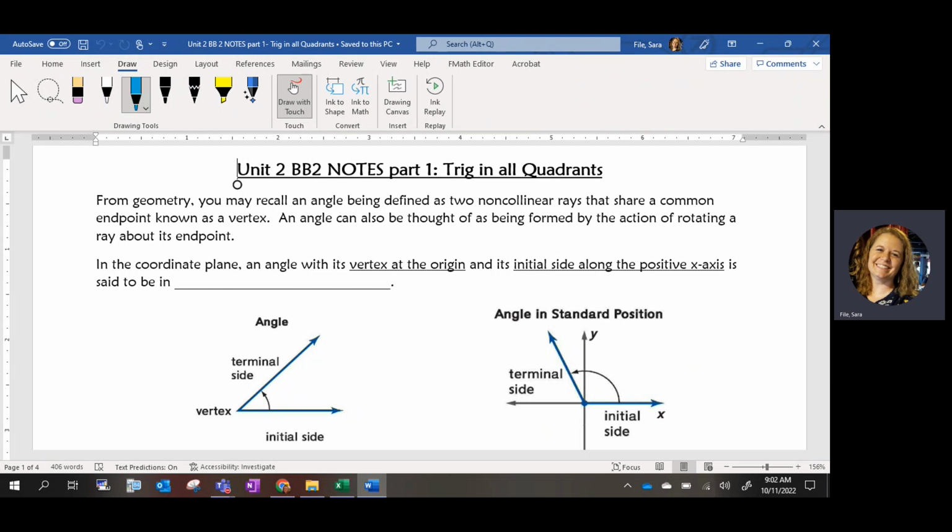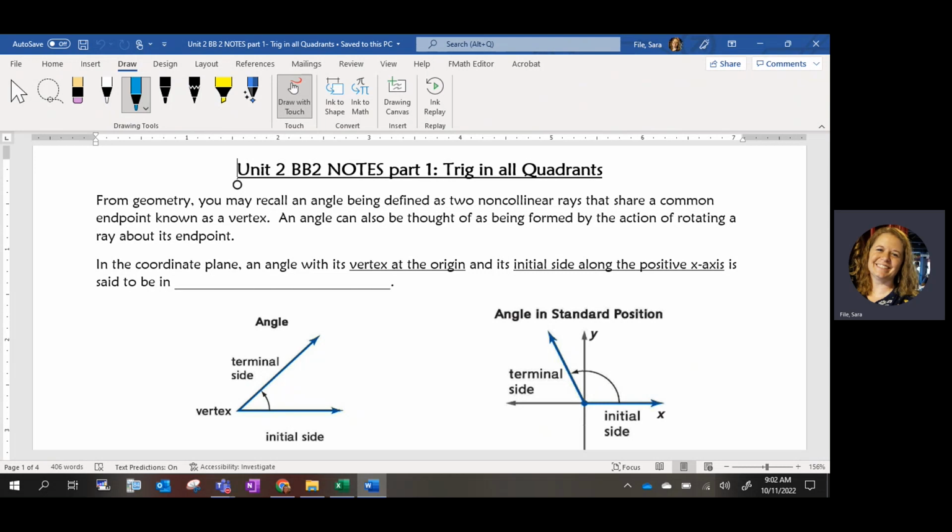Of course, the point where the two rays meet is the vertex, that's your corner. And then you're going to have what's called the initial side and the terminal side. So the initial side is where you start your angle, and you can see the arrow showing the direction to get to the terminal side. And that's where the angle stops.